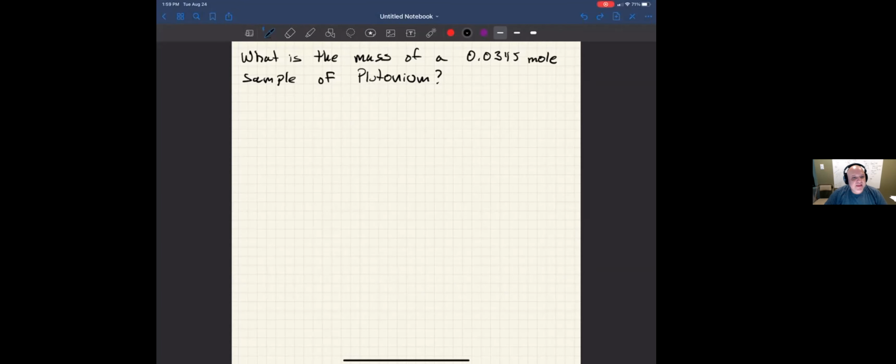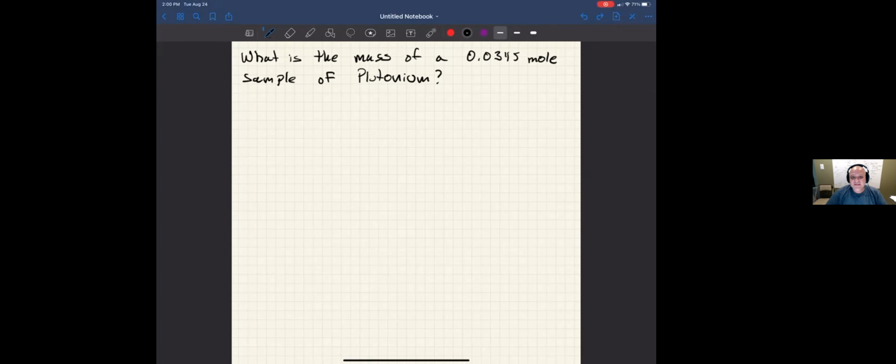All right, the next problem is asking us what is the mass of a 0.0345 mole sample of plutonium. So we have 0.0345 moles of plutonium, and it asks us what the mass is. It doesn't specify the unit, but we can assume that the mass is in grams. In other words, if the unit isn't specified, we'll just pick the unit that's convenient to us. And you'll see in just a second why grams is convenient to us.